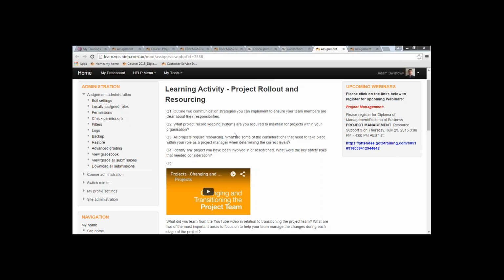So again, you're putting yourself in that space as project manager when determining the correct levels. So when we're trying to work out how many staff we need, how many of these particular items we need to order, all of these sort of things. So what are the things that we need to think about beforehand? Some of the obvious ones would be cost. How much is it going to cost to have this many staff? Time frames, that'll be a really big thing.